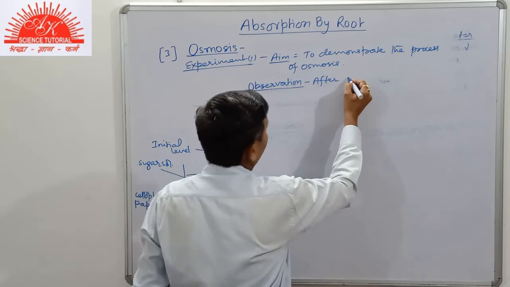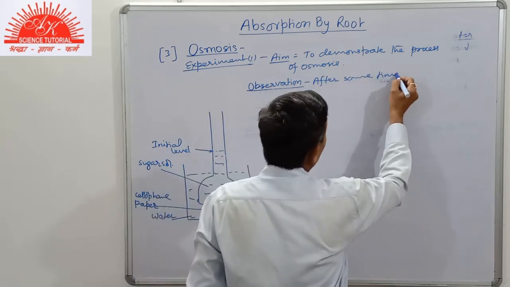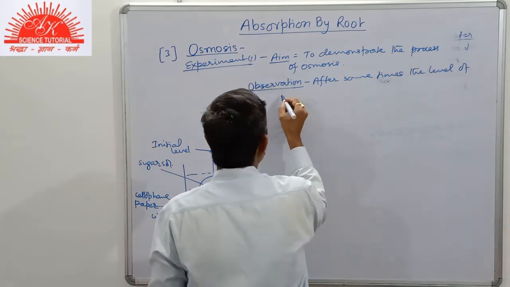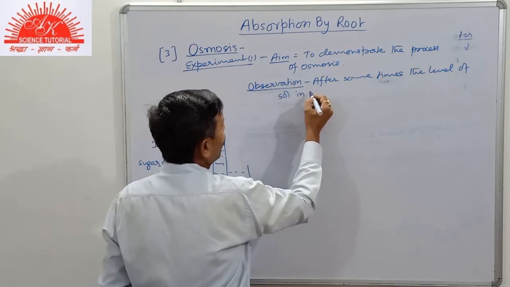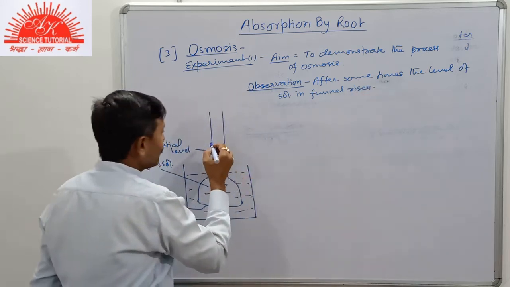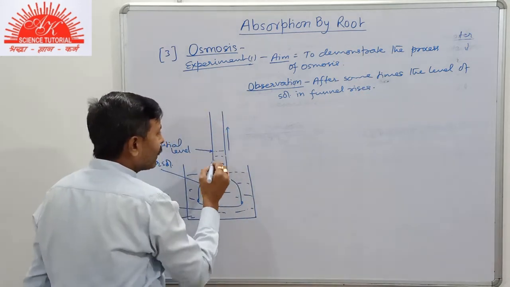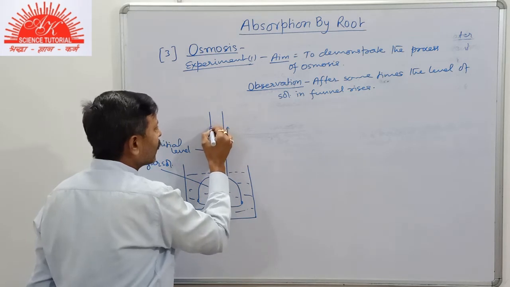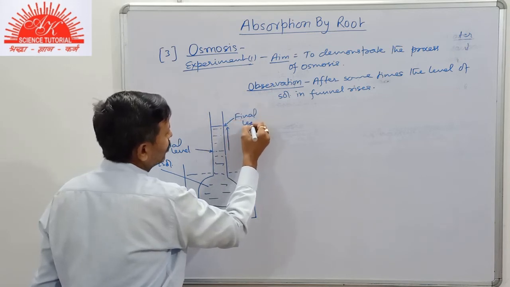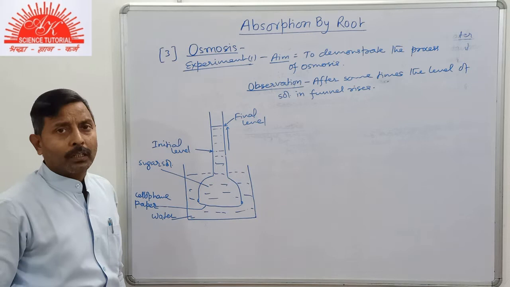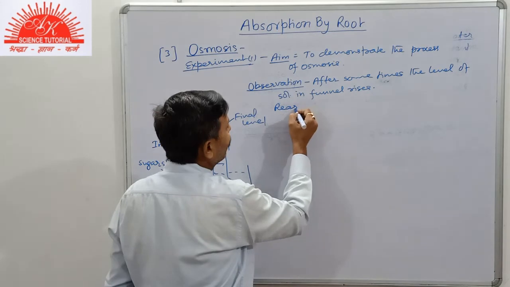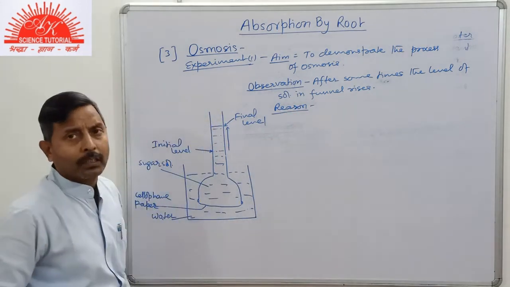After some time the level of solution in the funnel rises. That means we will observe a gradual rise in the level of the solution. Suppose at that time we mark this level as the final level. So this is your observation. Now the next part is asked: give reason for your above observation.